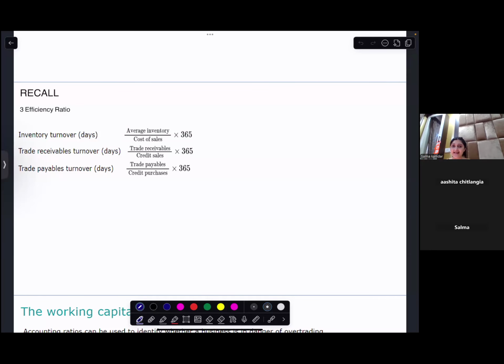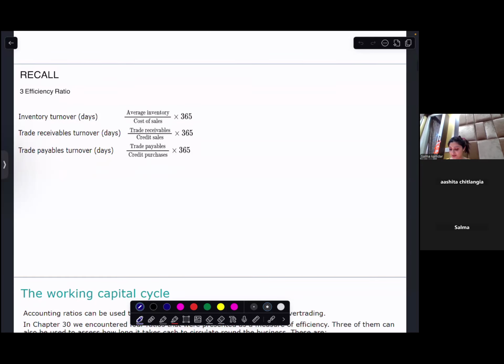So we are doing ratio analysis. We just revise and recall all the videos. We have three efficiency ratios: inventory turnover ratio, trade receivable turnover ratio, and trade payable turnover ratio. Whenever you have turnover ratios, you will have the sales or purchases in the denominator if your answer is in days.